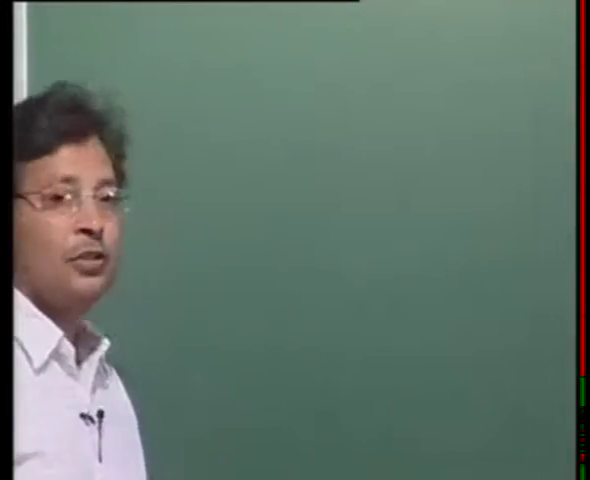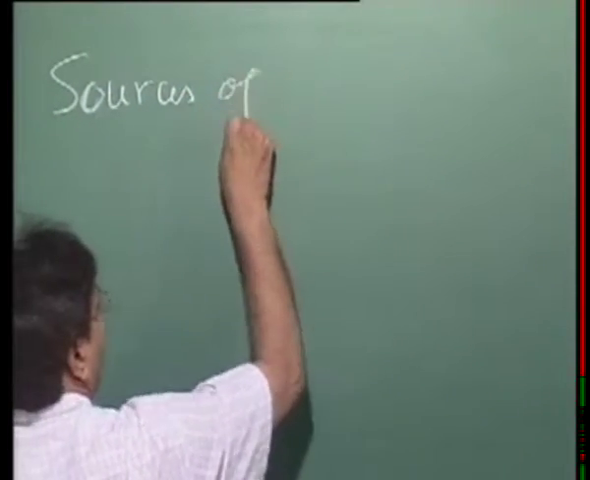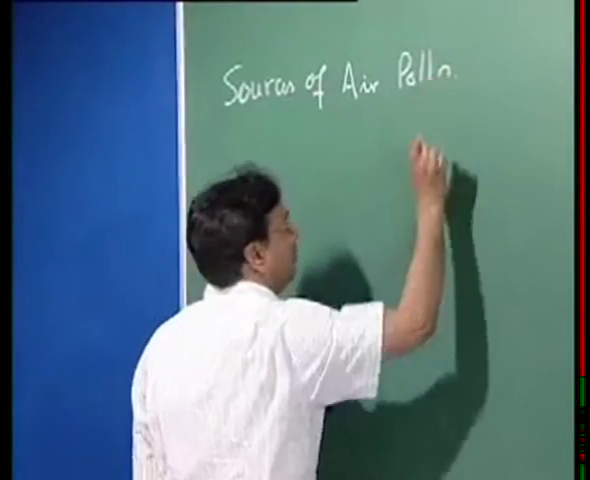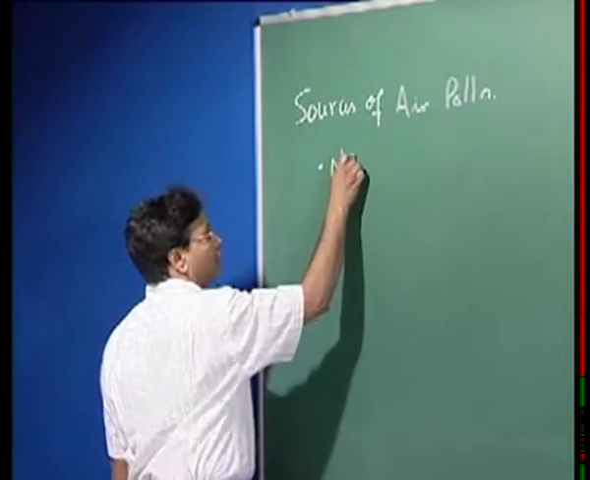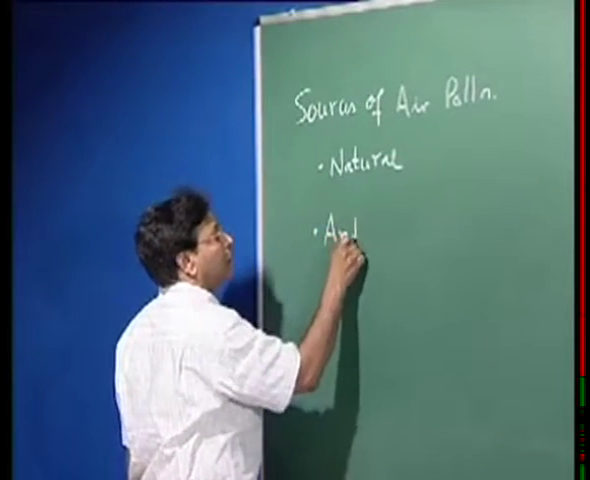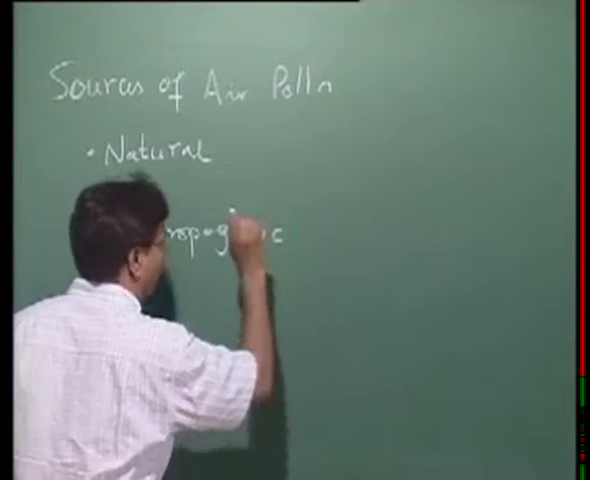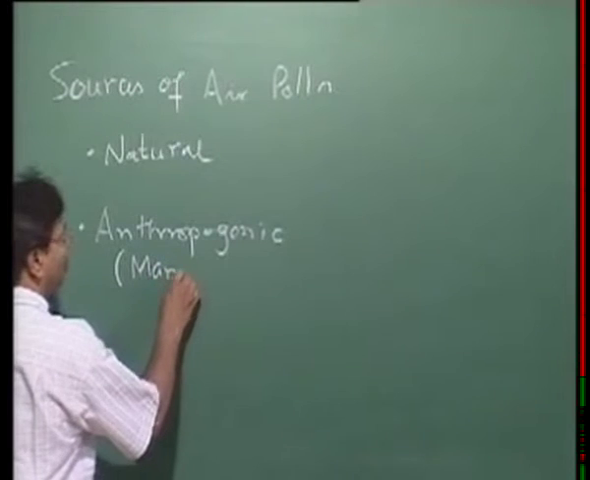Today we will begin with sources of air pollution. Okay. So, when I say sources, broadly these can be classified in two groups. One is natural and the other is anthropogenic. Okay. Anthropogenic, we can also call this as the sources of air pollution which are more man-made.